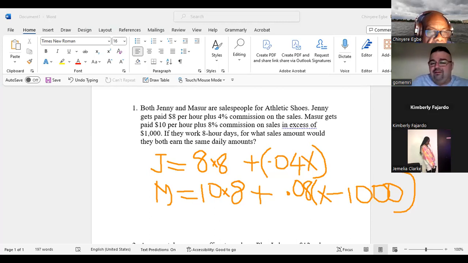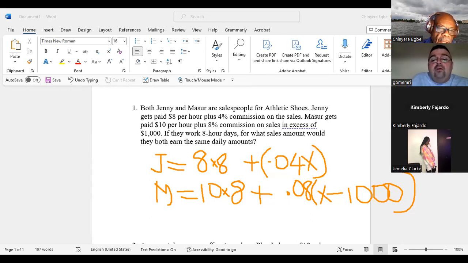So I'm going to just set up the equation and have you solve. What's your name again? Is that Mario? Okay, Mario. It says, if they work 8-hour days, for what sales amount would they both earn the same daily amount? That is, when will J's earning be equal to M's earning? Is that correct? So what you have to do is set J equal to M.